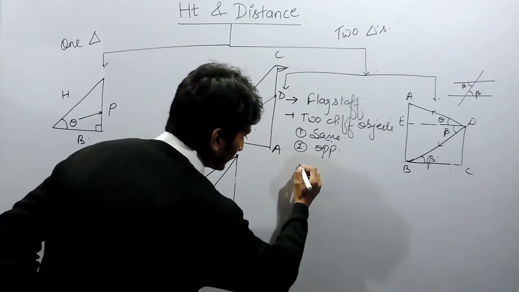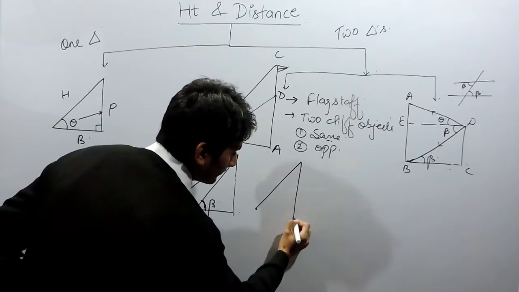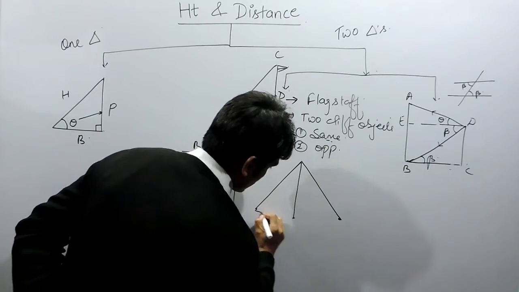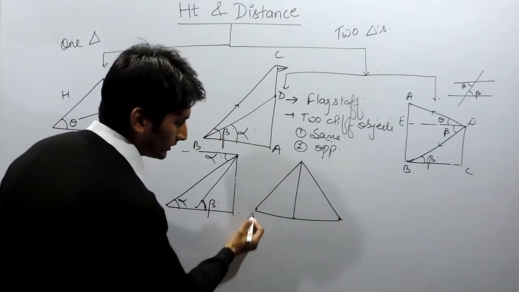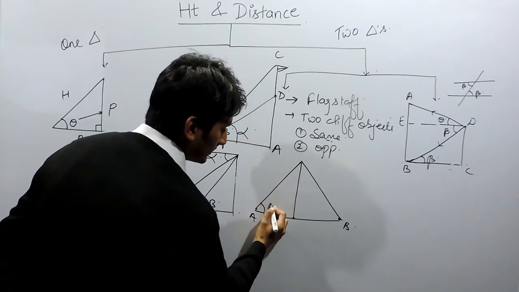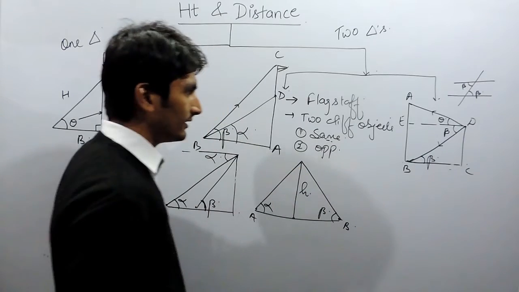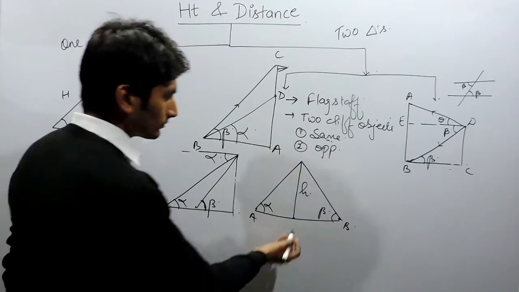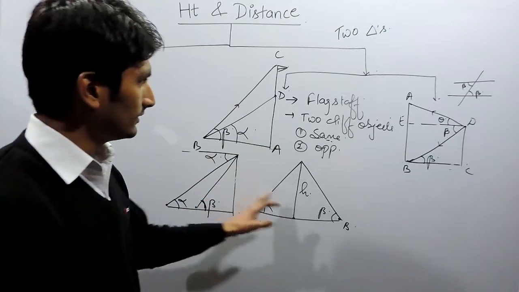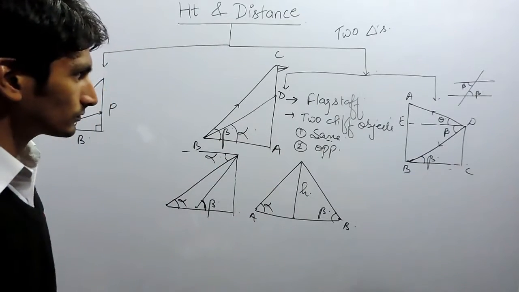And there is another case when two objects are on the opposite sides of the tower. If this is the tower and there are two objects given to you, this is object A, this is object B, and the thetas are given to you, and you have to find the height here. So these are the two types where two triangles can be formed.